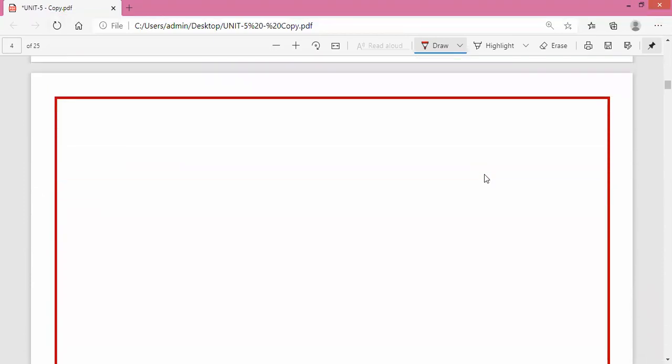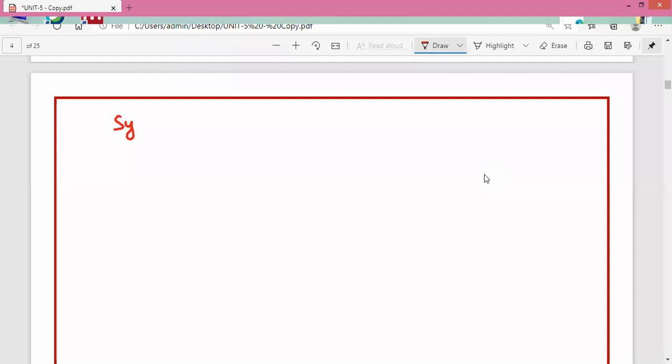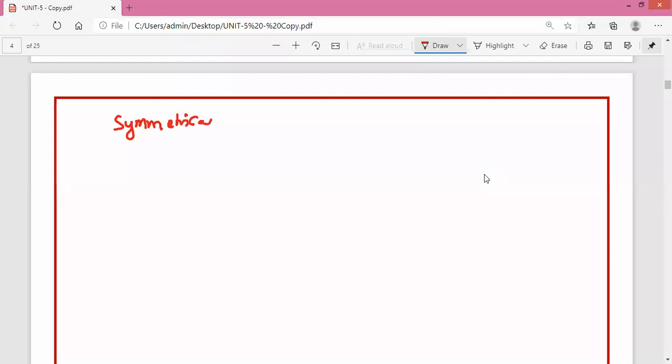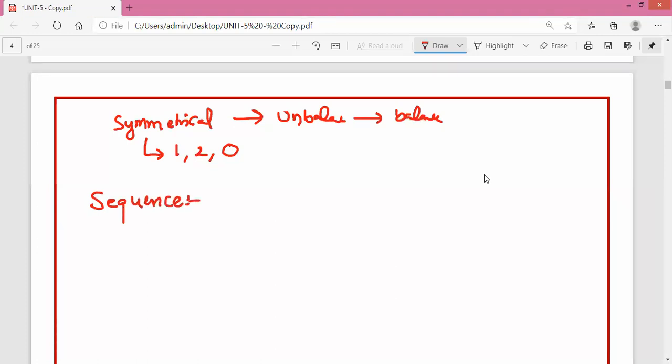After that, we have discussed the symmetrical components. The use of the symmetrical components is to represent unbalanced parameters as balanced parameters. The symmetrical components are again of positive sequence, negative sequence, and zero sequence. So the word I am saying, sequence, what is the meaning of this sequence?